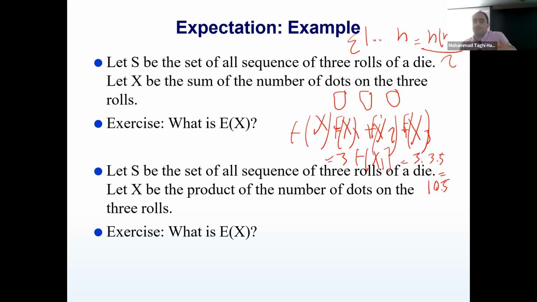So if these events, can I multiply or not? And under which condition can I? That is a good exercise. You can think about it.